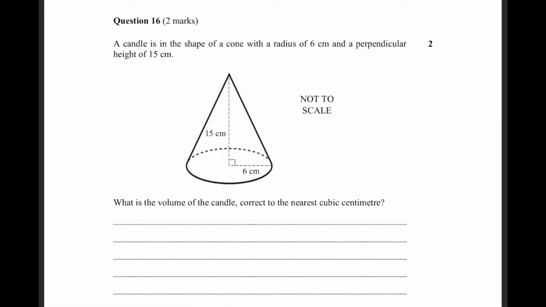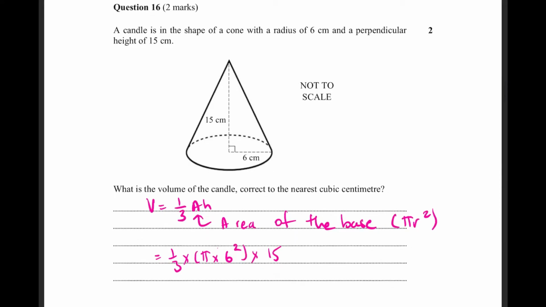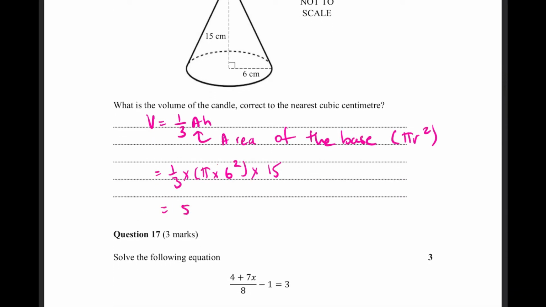Okay, question 16. We're now up to the short answer section. A candle is in the shape of a cone with a radius of 6 centimeters and a perpendicular height of 15. What is the volume of the candle correct to the nearest cubic centimeter? The volume of a cone is 1/3 AH, where A is the area of the base, which in this case is your circle, so pi r squared. So it's going to be 1/3 times pi times 6 squared times the height, which is 15. Plug that all into your calculator and you get 565 cubic centimeters.